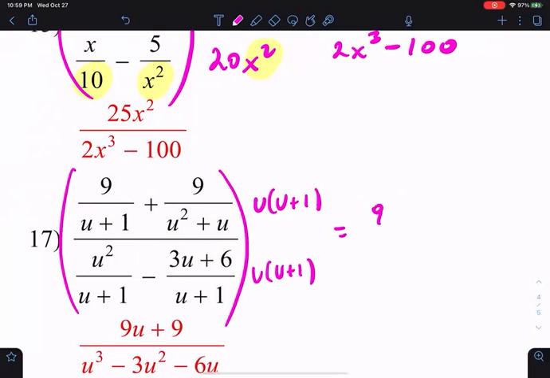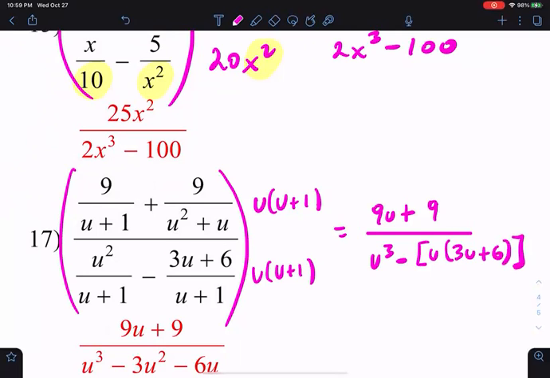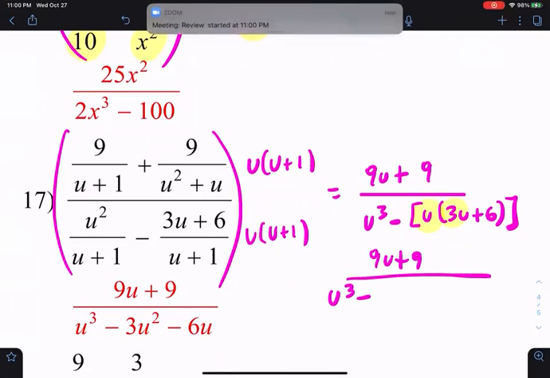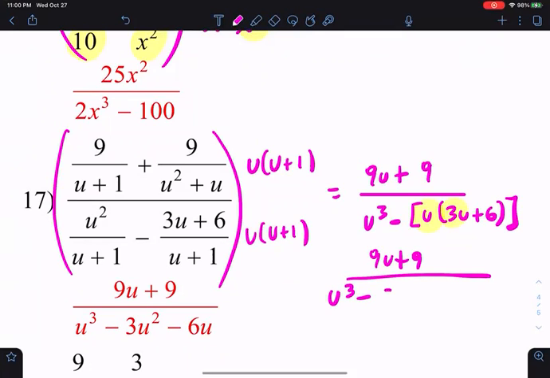So this cancels out. You get 9 over, on the bottom you get u cubed, and on the top you get, what is this thing? u times 3u plus 6. Yes, so that means we get 9u plus 9 over u cubed minus, well, these two you multiply, you get 3u squared, and then you got 6u, that is going to be negative 6u. And that's it. That's your answer, right?